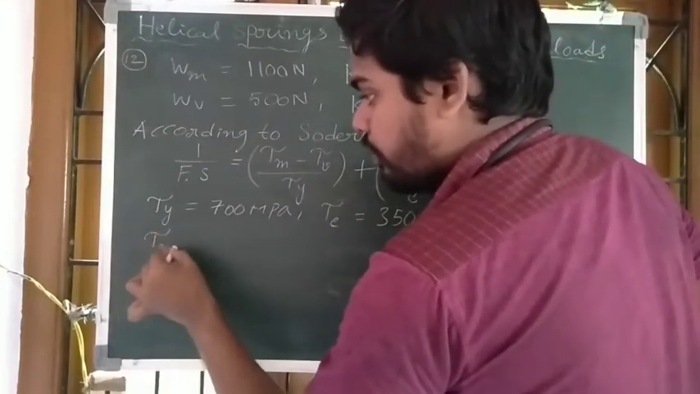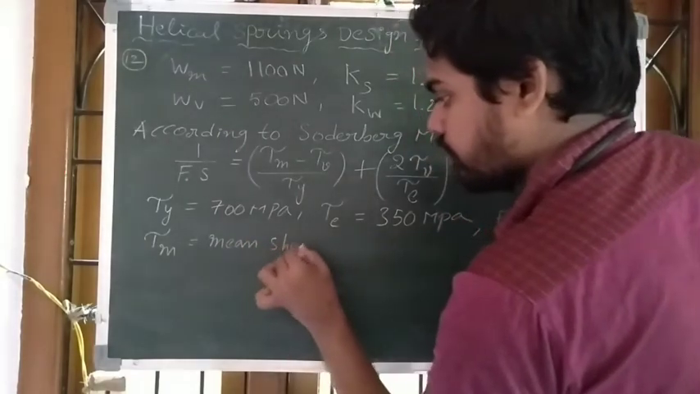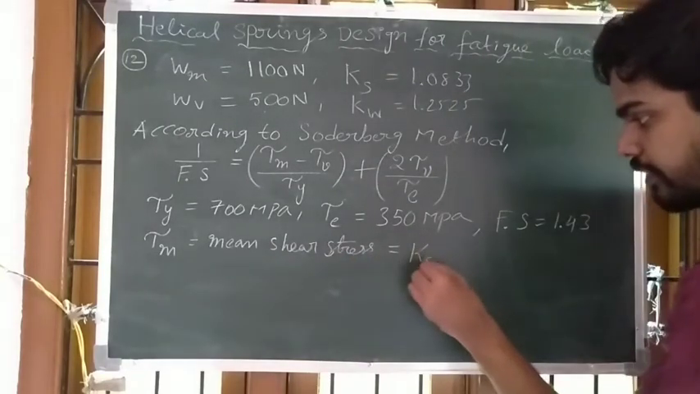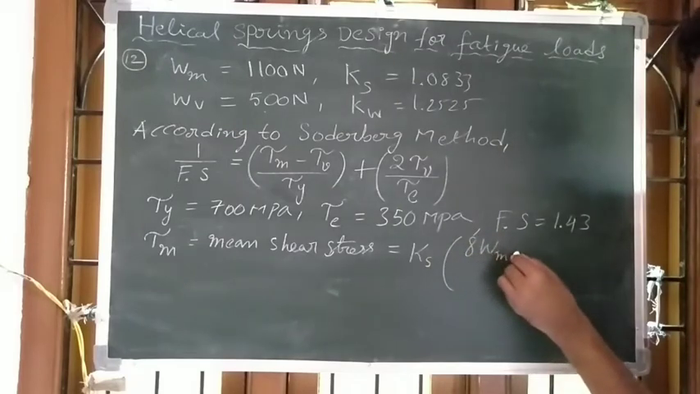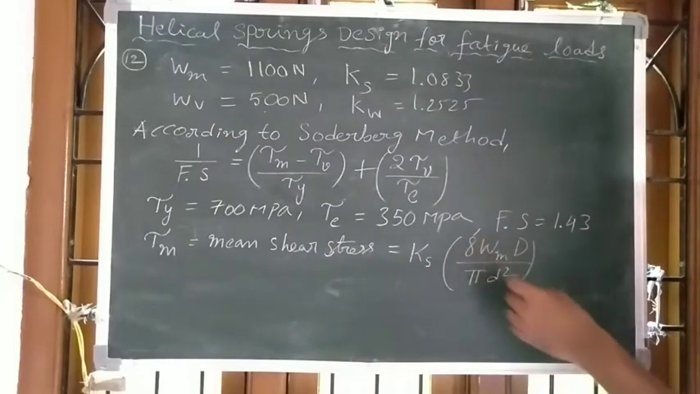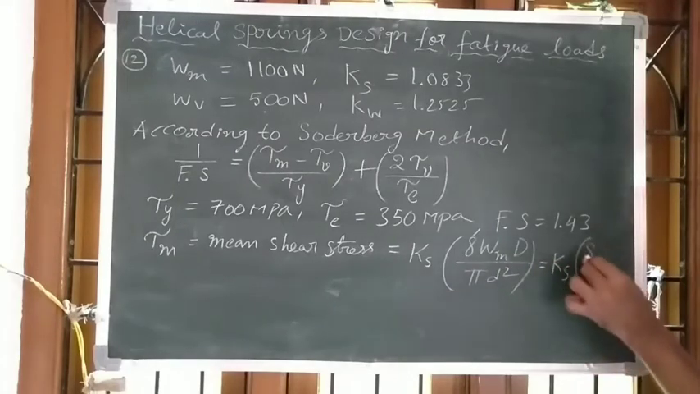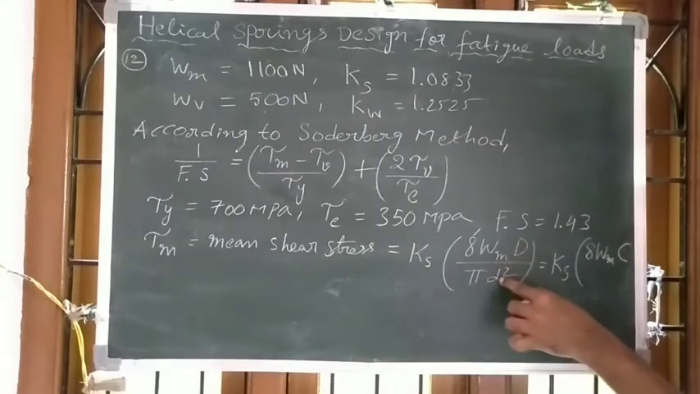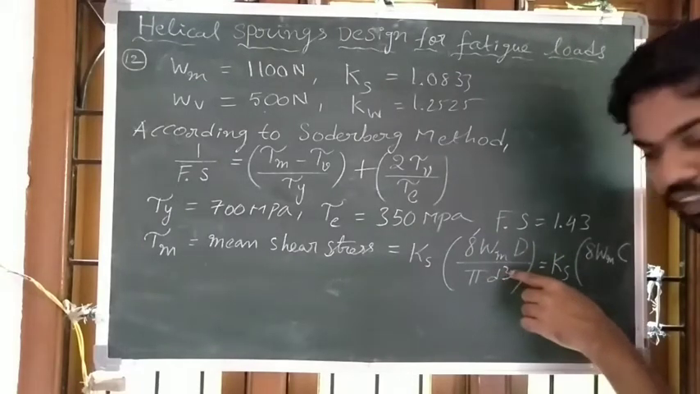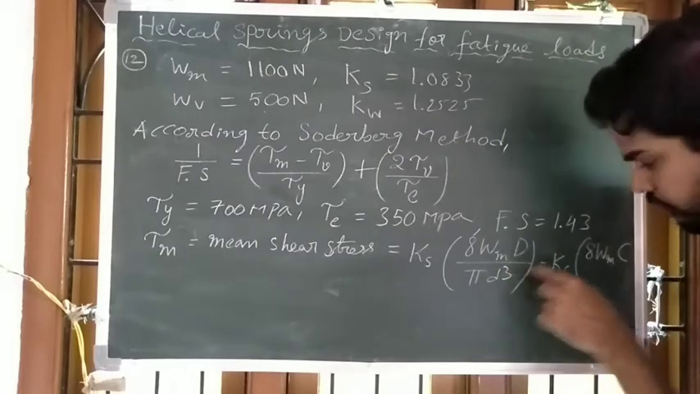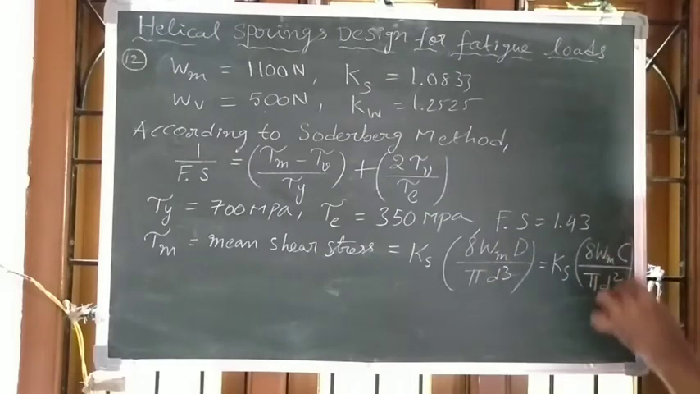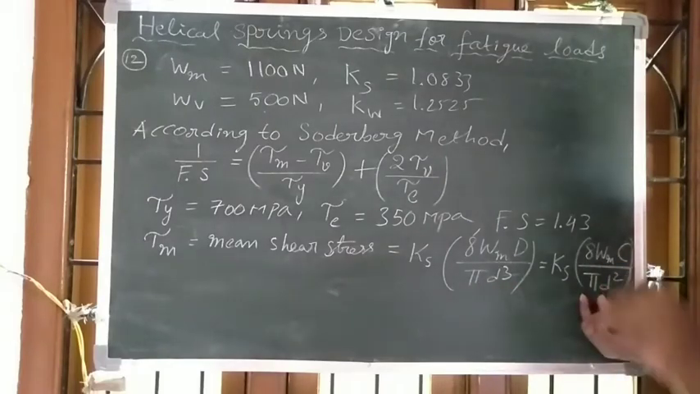What is tau m here? Tau m means mean shear stress. The formula is Ks into 8 Wm, the mean load, into D divided by pi d cube. This can be rewritten as Ks into 8 Wm into capital D by small d, which becomes the spring index C, with the remaining d square. So 8 Wm C by pi d square.